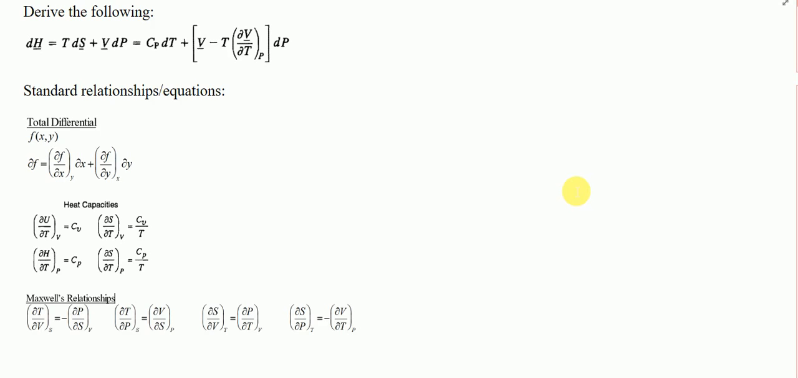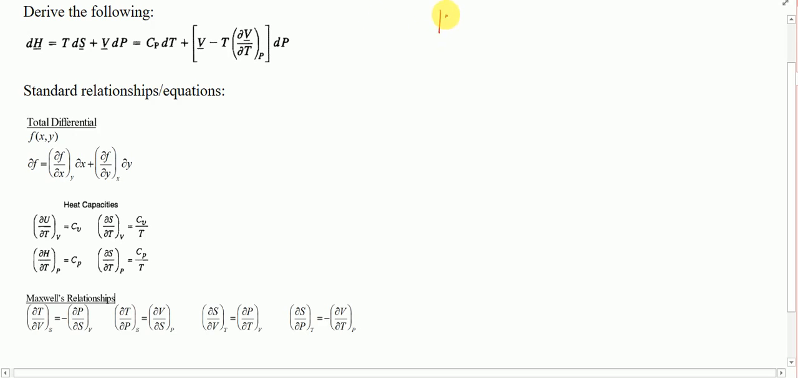So if we want to derive the following based on enthalpy, the first thing that we have to do is identify what the enthalpy is a function of. We can either make it a function of temperature and pressure or temperature and volume. In this case, I'm just going to make it a function of T and P, so temperature and pressure. So we have H as a function of T and P.